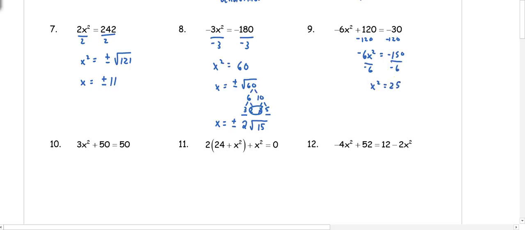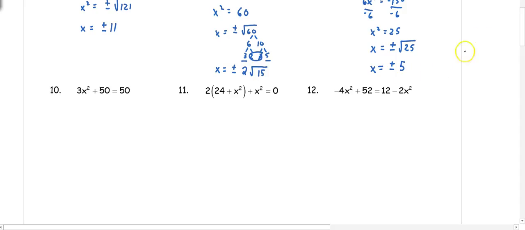In order to solve for x, we have to take the square root. So x equals plus or minus the square root of 25. And we know that the square root of 25 is 5. So we get x equals plus or minus 5.